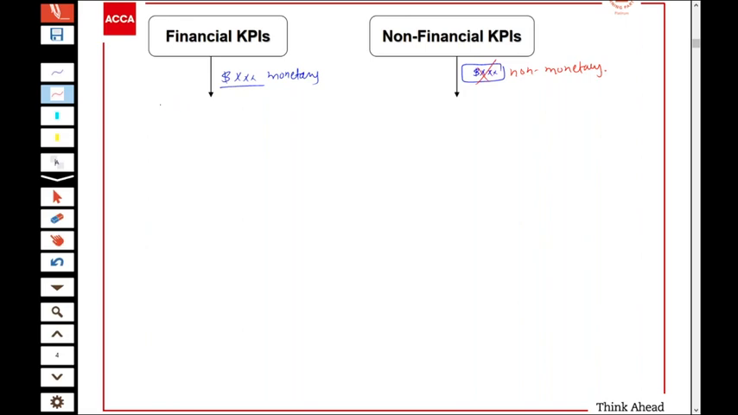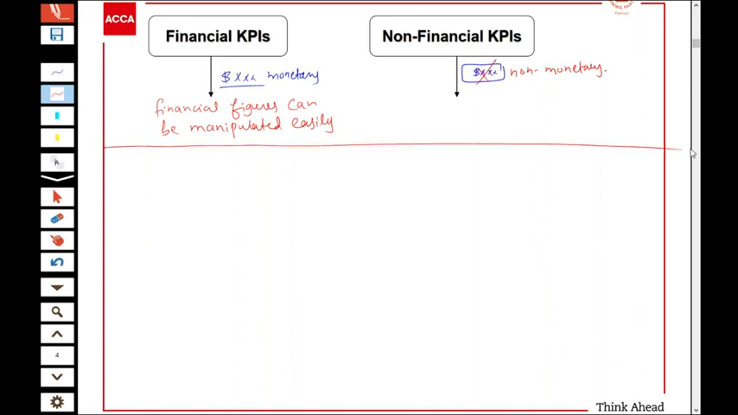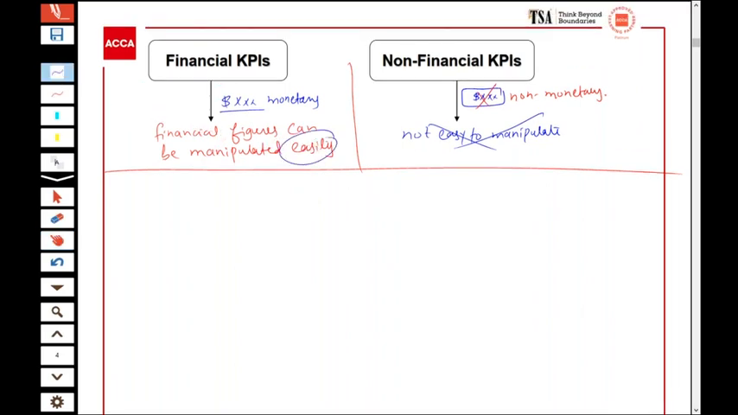Financial figures can be manipulated easily. Here, with non-financial, manipulation is not easy, because we cannot change the reviews customers have left on our website. We can hide them, but we cannot change them. So remember one thing: when something can be manipulated easily, that means it has a short-term perspective.